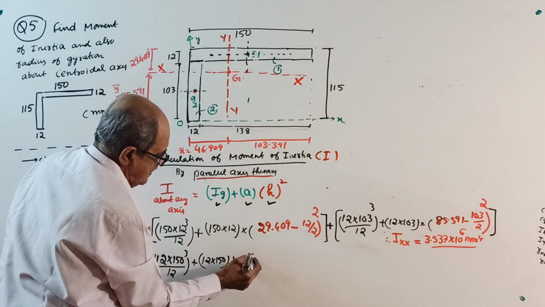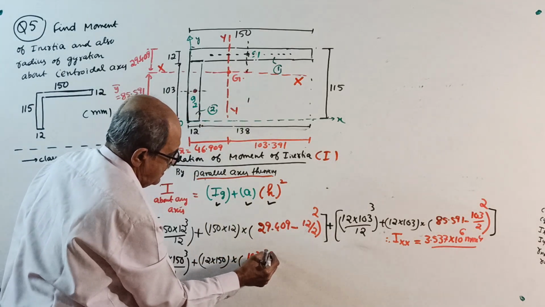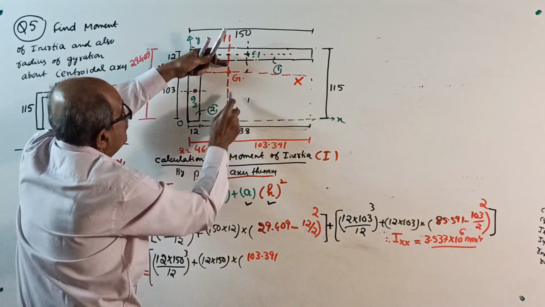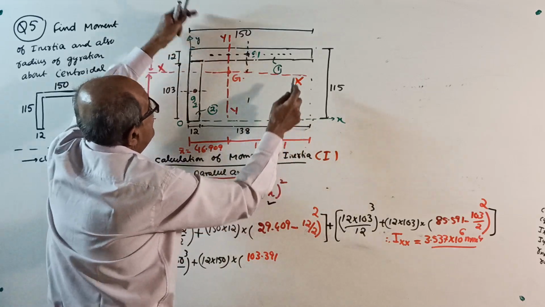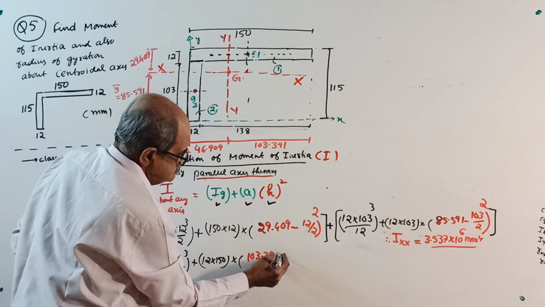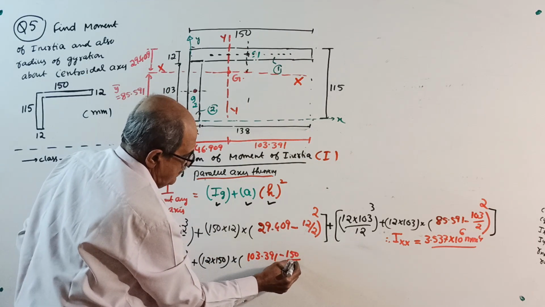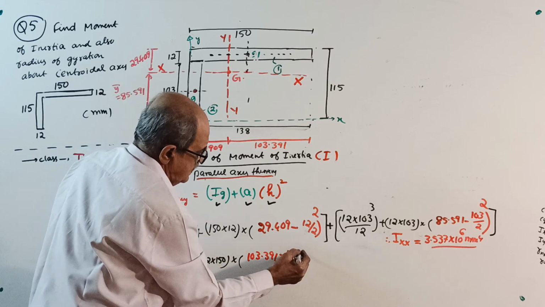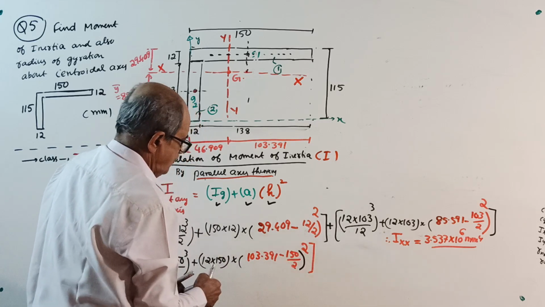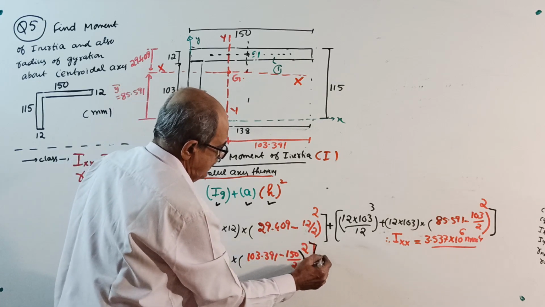103.391. See, so crystal clear. We want this distance square. From 103.391, subtract the midpoint distance, 150 by 2, minus 150 by 2. This is to be squared, fully squared. Okay, over. Black color bracket. That is for the first figure.